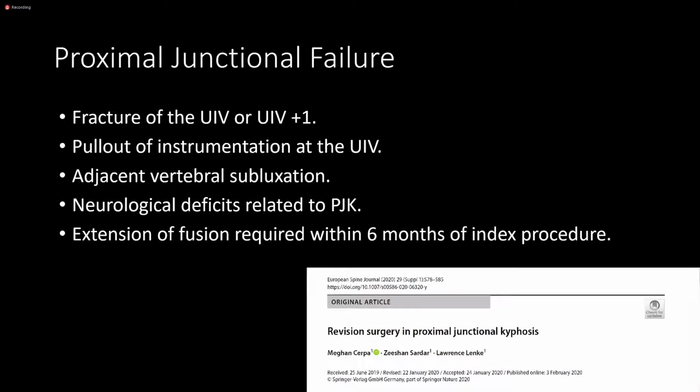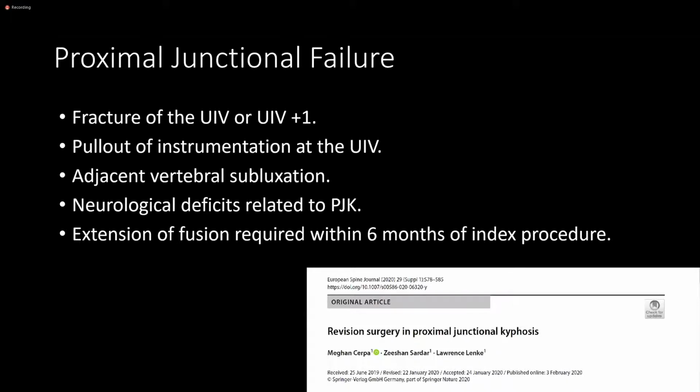Proximal junctional failure, in current days, the definition is a little bit different. For the patient to be called PJF, they have to have at least one of the 5 entities, which is fracture of the UIV or UIV plus 1, or they have hardware failure, pulling out the pedicle screws, or they have adjacent vertebrae subluxation, which is also called spondylolisthesis, and the neurological deficit related to PJK or extension surgery within 6 months.